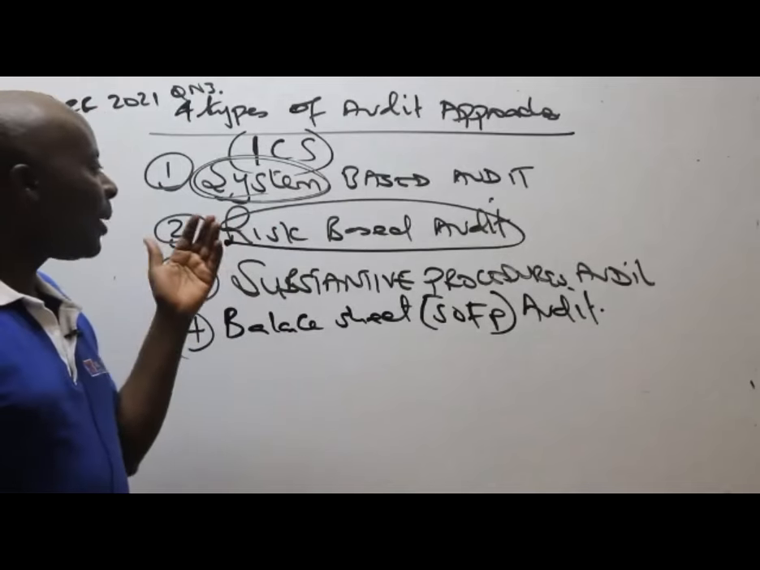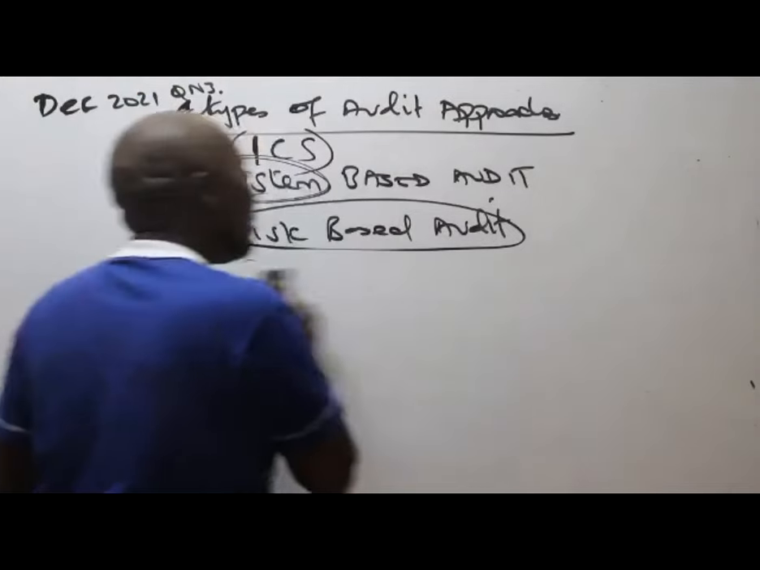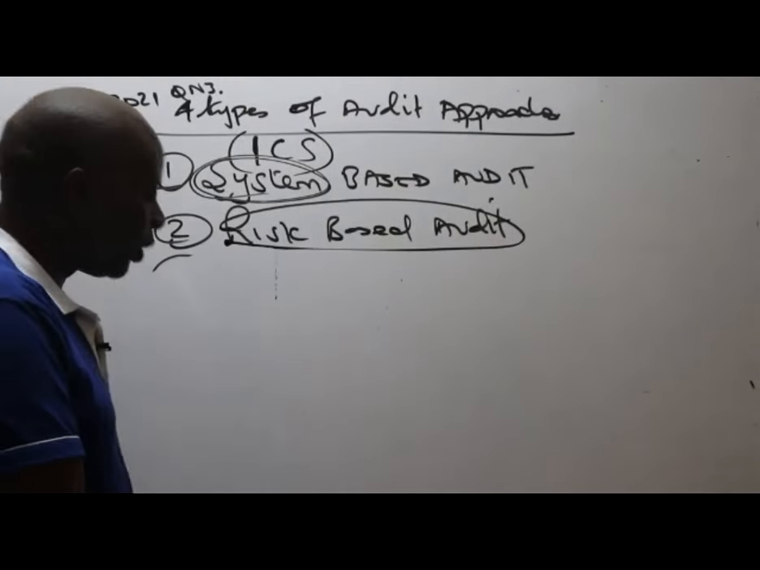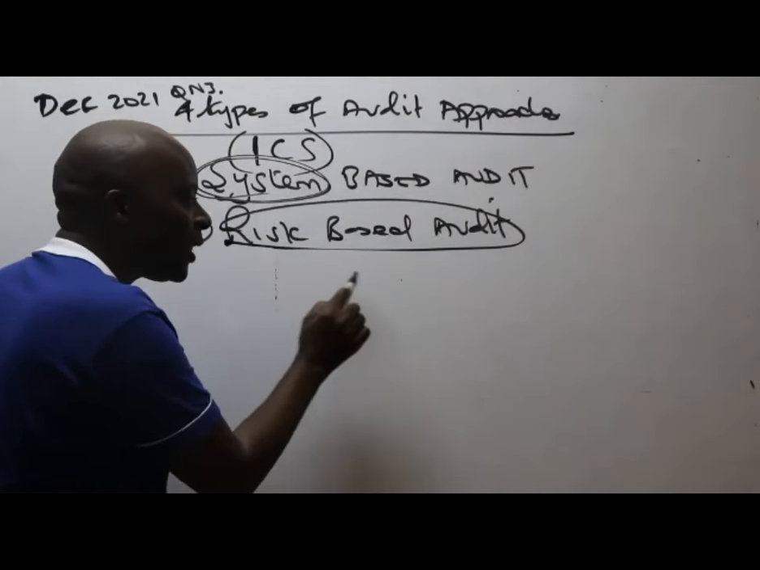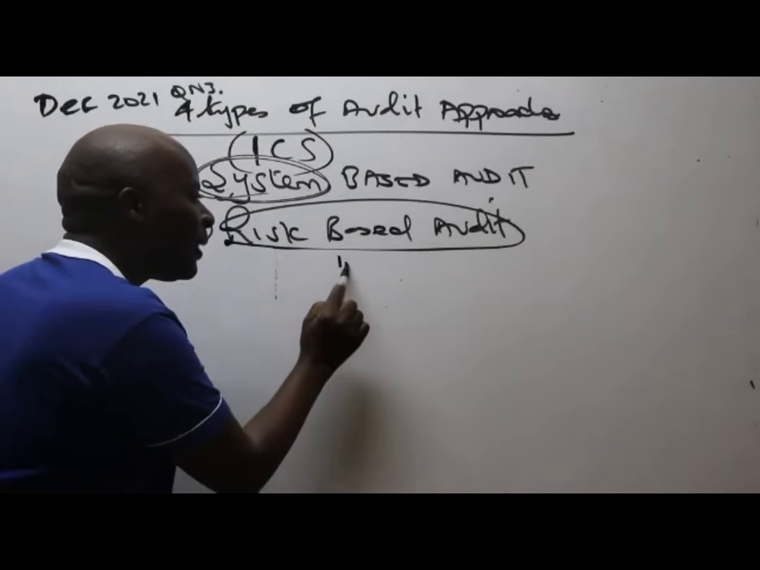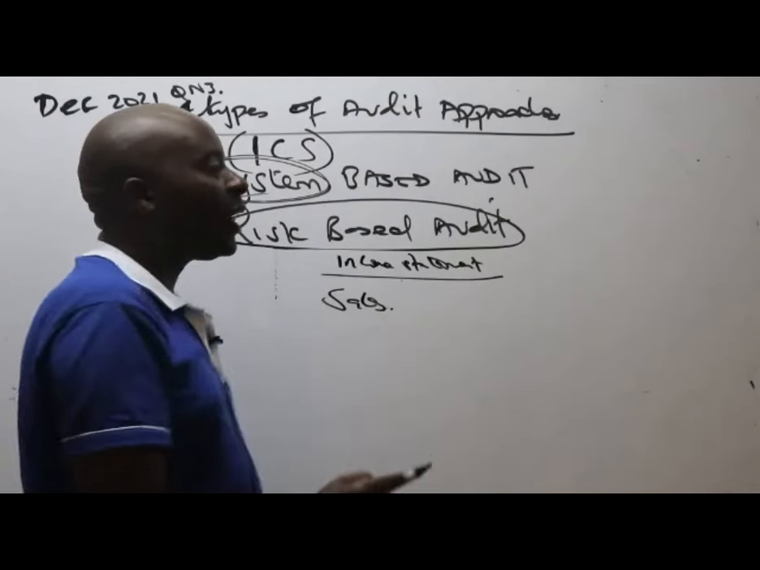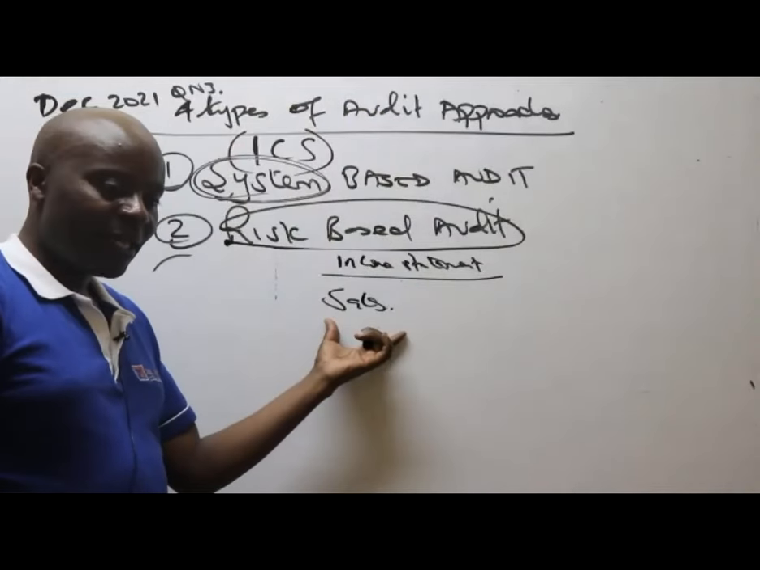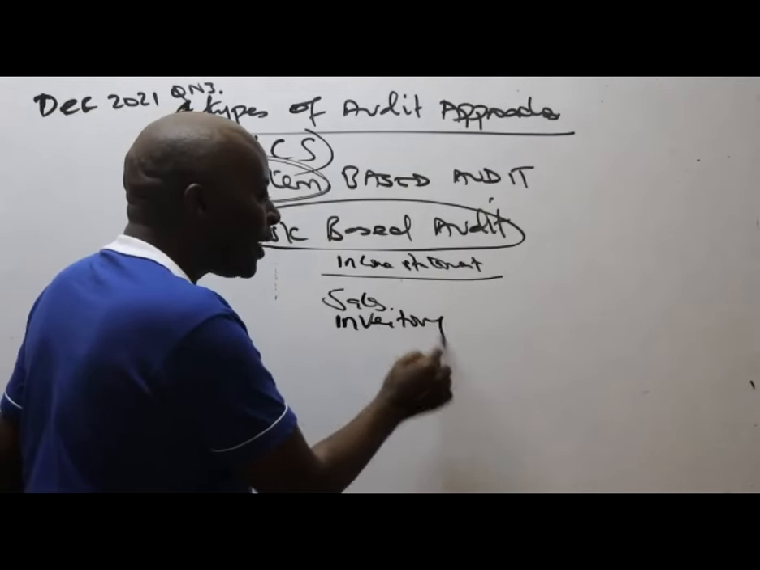So ladies and gentlemen, what I normally see happening outside in terms of risk-based audit is that auditors will run to the financial statements. In the financial statements, depending on the nature of the elements and the company being audited, when you look at the income statement, we'll be talking of something like sales. Sales is a risky area. This is an area that directors of any company would want to play around with. Things like inventory are also risky.